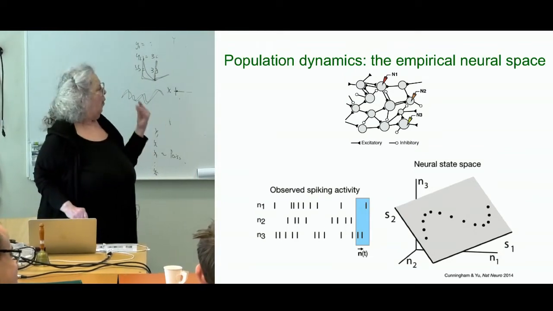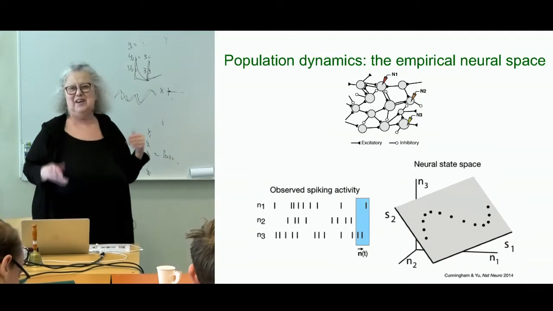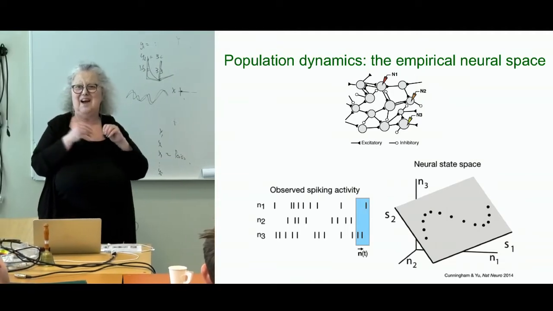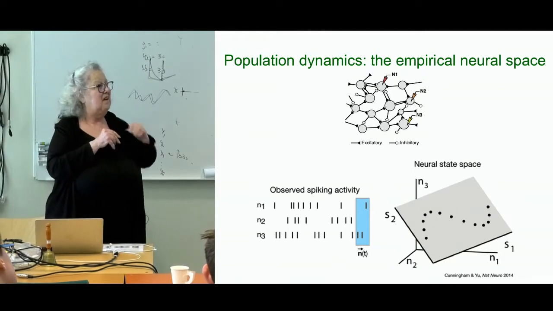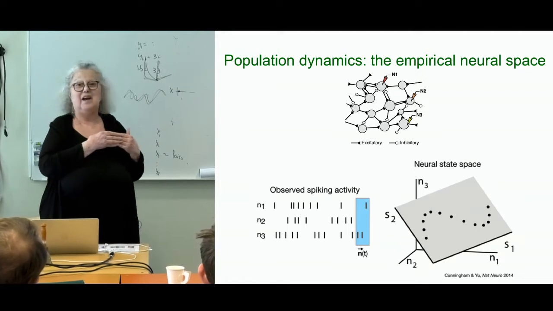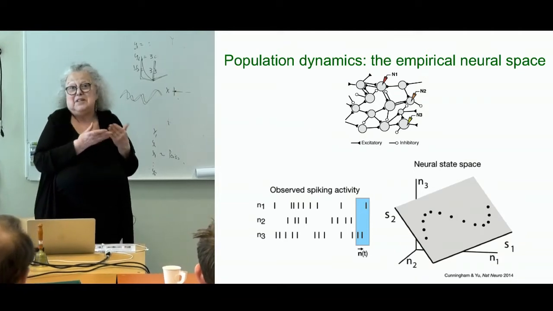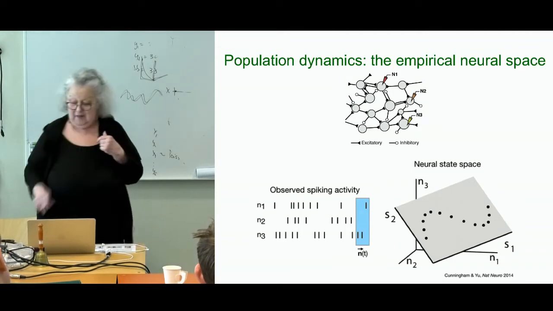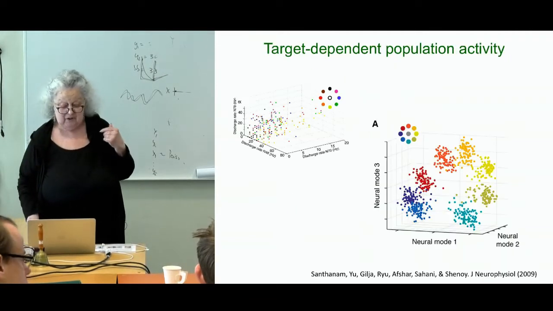Well, what this suggests is that it was very stupid to try to look at things in the space that is spanned by these axes, N1, N2, N3, because the activity is moving in a surface that is not defined by N1, N2, and N3, but by particular combinations of these activities, which is what we call the neural modes. Now, this, of course, had been observed before.